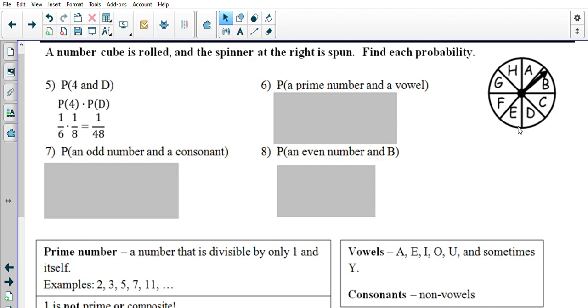For D, there's one section labeled D out of 8, so that's 1/8. 1/6 times 1/8 is 1/48.